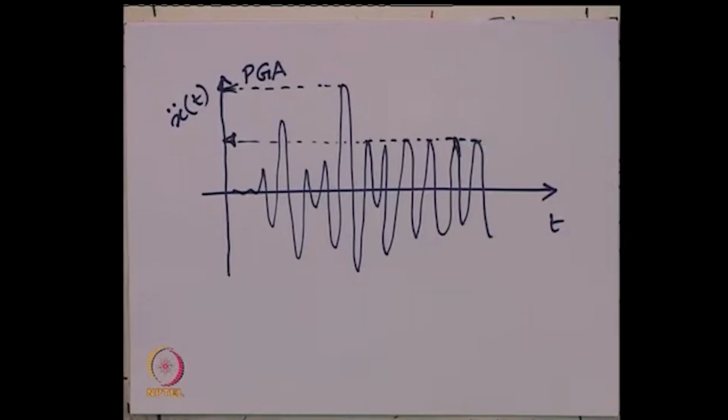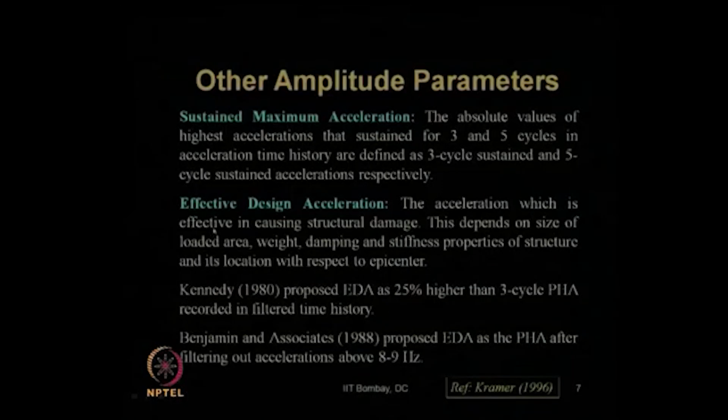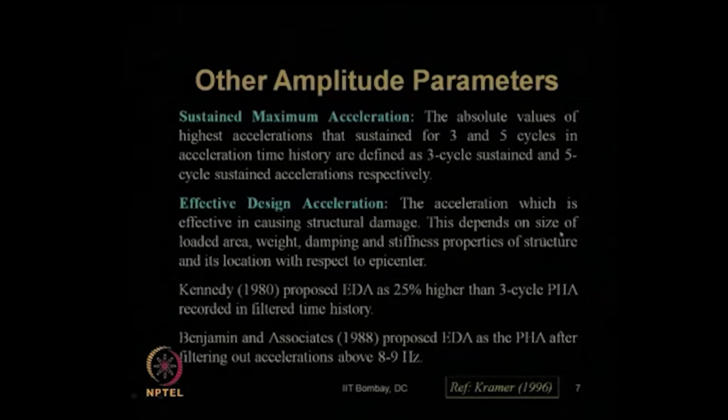Now, let us look at this slide. Effective design acceleration. What is that? The acceleration which is effective in causing the structural damage is called effective design acceleration or EDA. So, this is the minimum threshold acceleration at which the structural damage starts occurring. This depends on size of loaded area, weight, damping and stiffness properties of the structure and its location with respect to the epicenter. And what are the various suggestions?